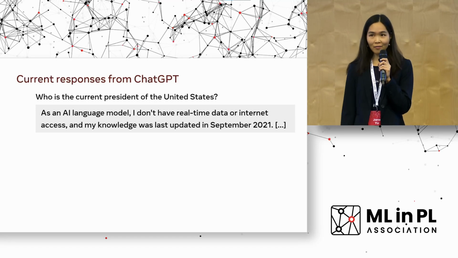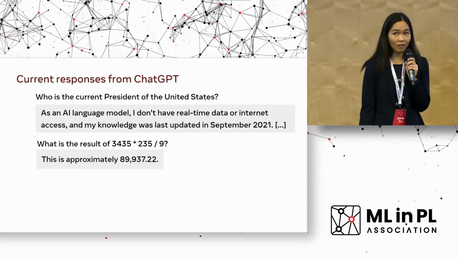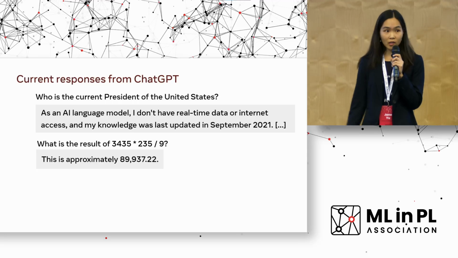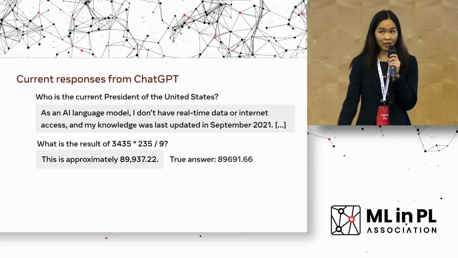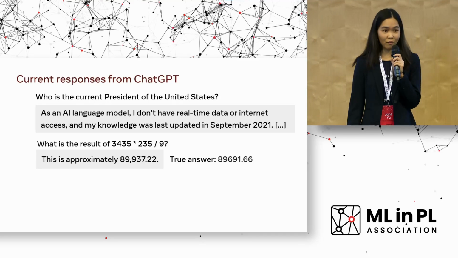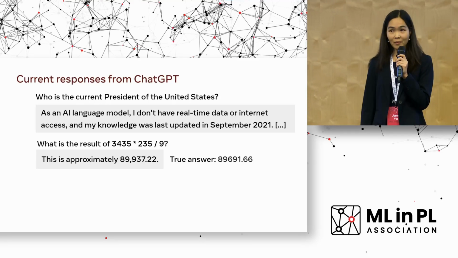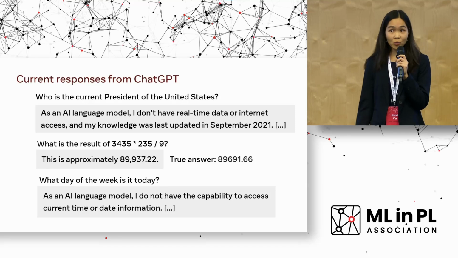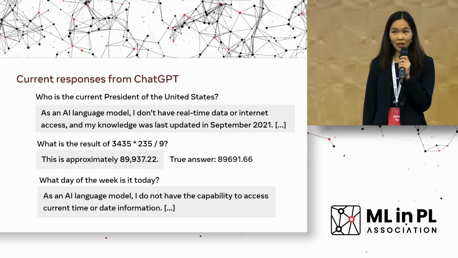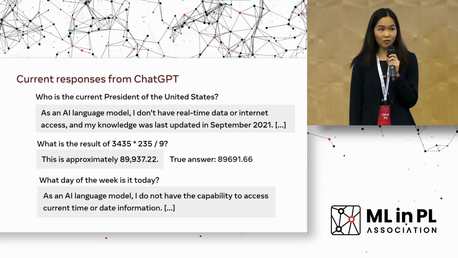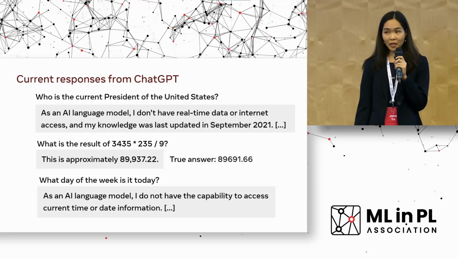Not super great, right? In my second query, I've asked, what is the result of this computation? And it says this following result. But unfortunately, it's about 300-ish off of the real answer. And then finally, I've asked, what day of the week is it today? Pretty basic question, but it says, I don't have the capability to access current time or date information. So this is pretty disappointing.